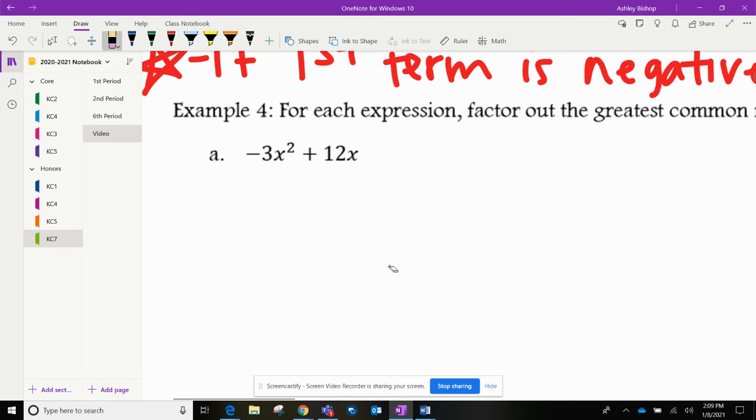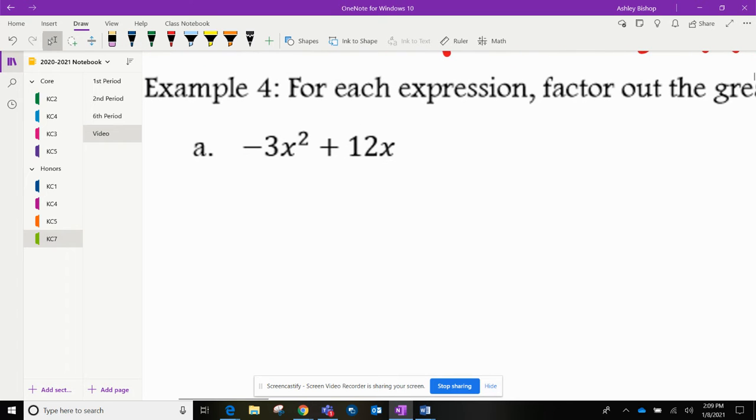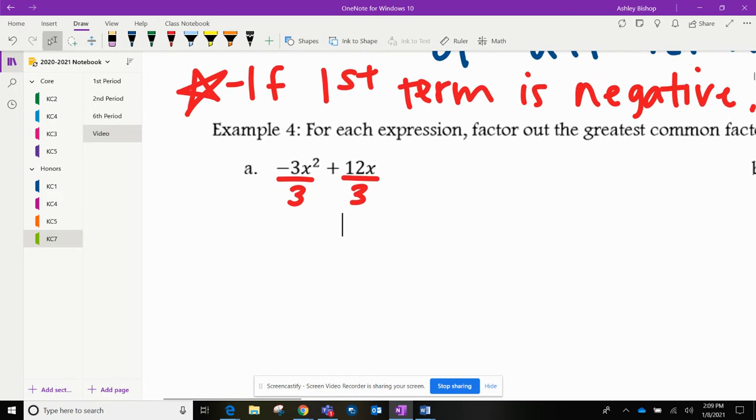Okay, so we were just talking. I want to find a number that I can divide both of these by. All right, so I know that I can divide both of these terms by 3 and get nice numbers back, right? And I will take care of that in a second.